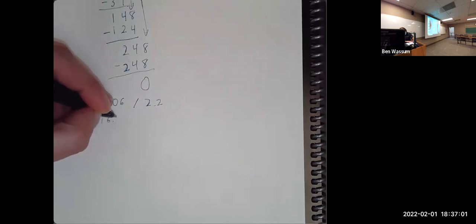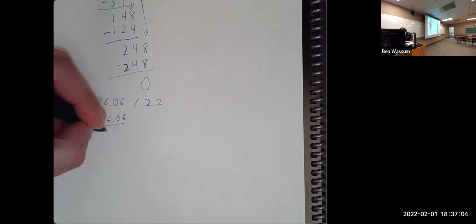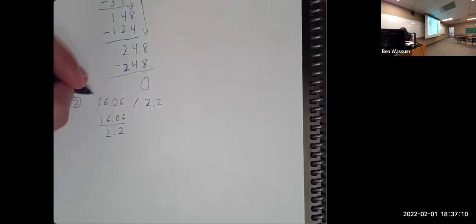Let's look at the next example I got for you, which is 16.06 divided by 2.2. So, one thing I do want to show you, because we are going to have to shift over the decimal places on this one, but I want to show you guys why it works. And it's basically what I had written as the quote unquote quick method on the last slide.